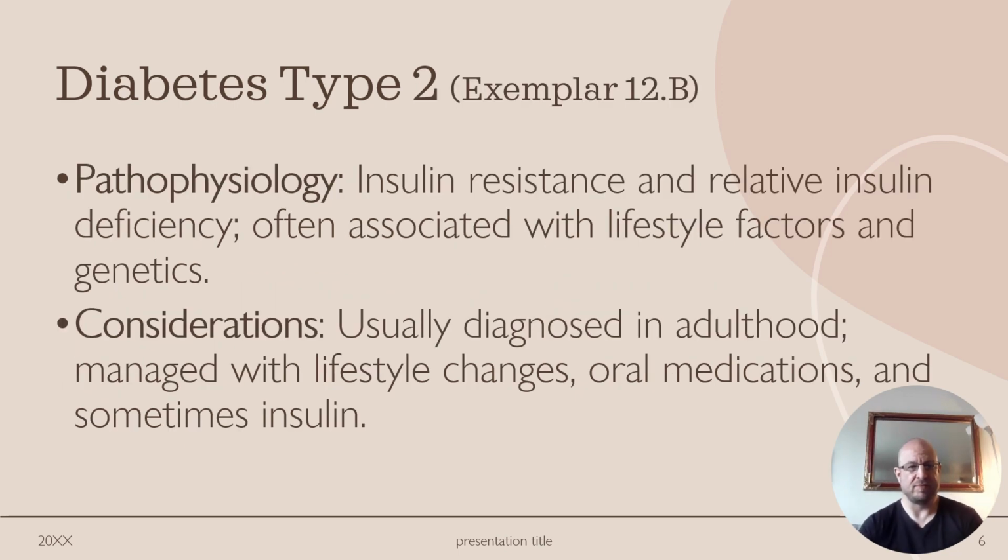Type 2: insulin resistance or relative insulin deficiency. This doesn't mean zero insulin production. There's some in the system, often associated with lifestyle factors and genetics. Usually diagnosed in adulthood, managed with lifestyle changes like diet, oral medications, and sometimes insulin. So there's insulin dependent diabetic, non-insulin dependent diabetic.